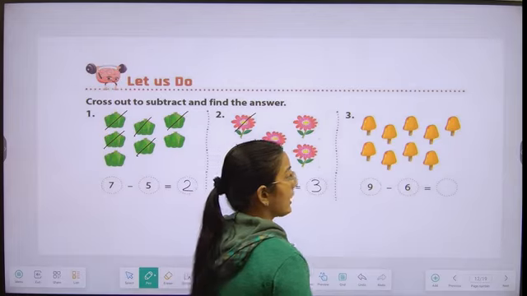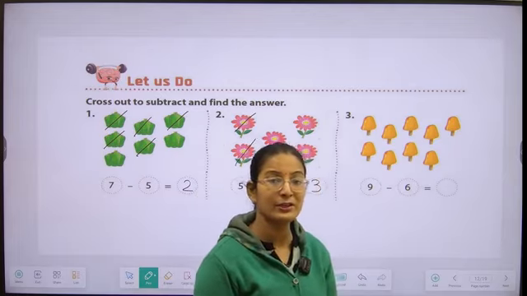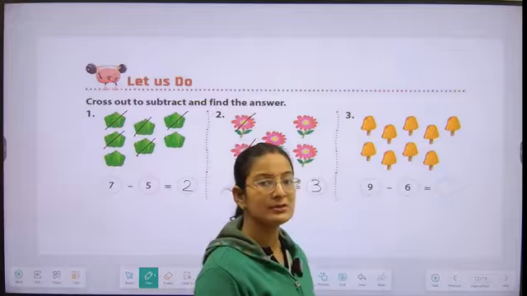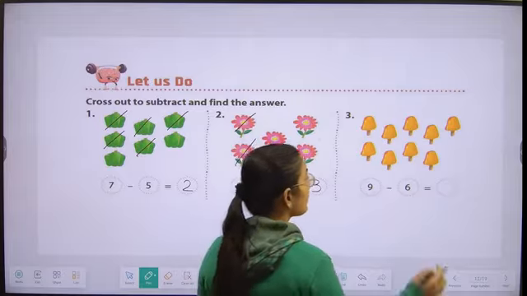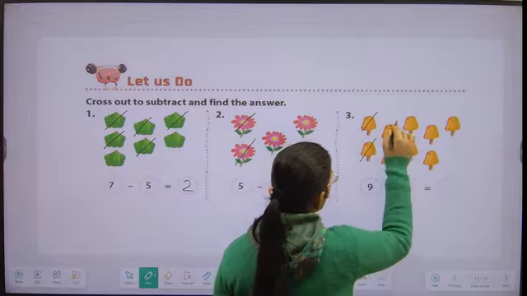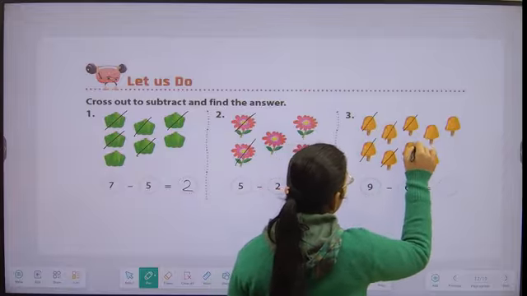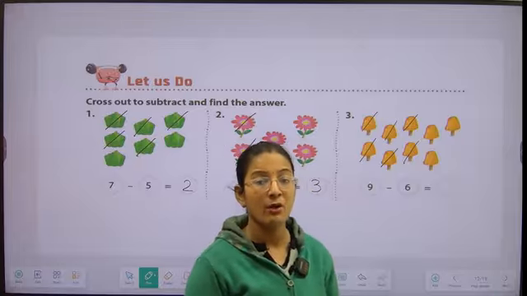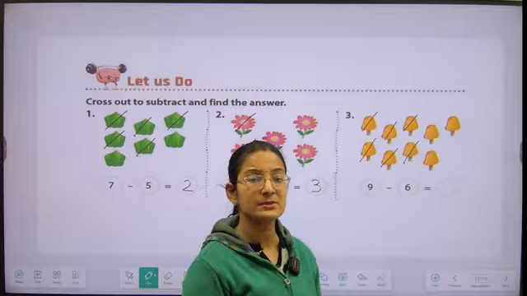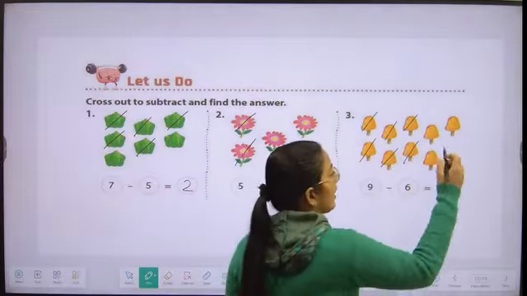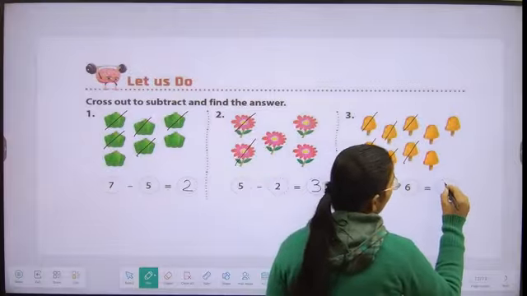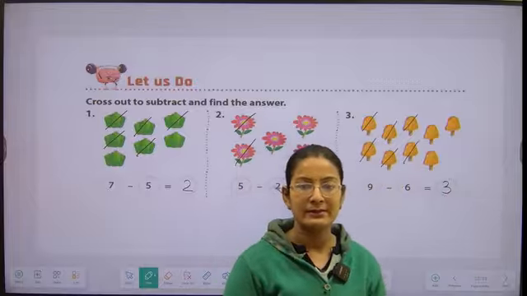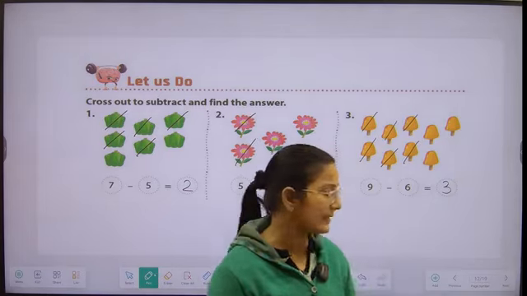In this picture, we are having yummy yummy ice creams. Now out of 9 ice creams, we have to cross 6 ice creams. Let's start doing 1, 2, 3, 4, 5, 6. After crossing 6 ice creams, now we have to count how many ice creams are left, students. 1, 2, 3. So we have to write 3 in the blank circle. Everyone did this? Very nice, students.